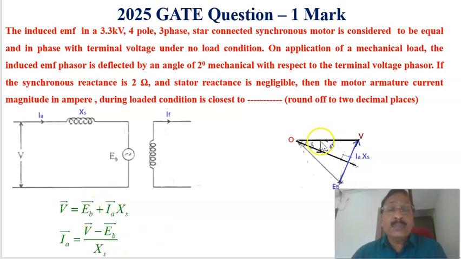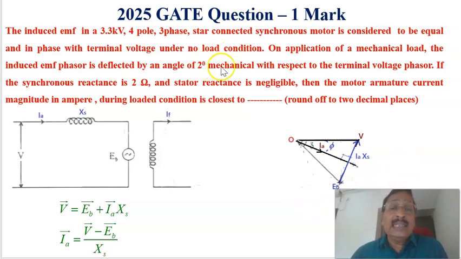Now, if you draw the corresponding phasor diagram here, this is the terminal voltage V, and the corresponding current IA. The phase angle of the current with respect to the voltage is called the power factor angle phi. The delta we have to calculate in electrical degrees, we'll be seeing in the coming slide.